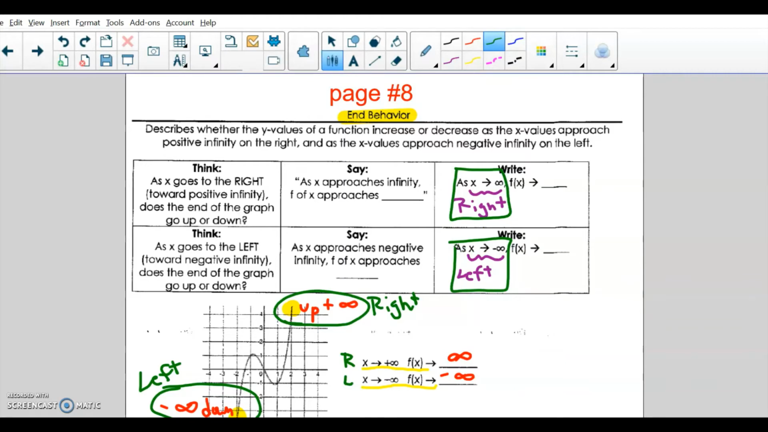Is the graph going up? If the graph is going up, it goes to positive infinity. If the graph is going down, it's going to negative infinity.